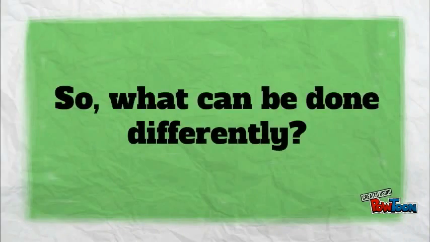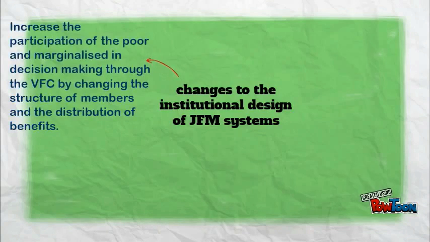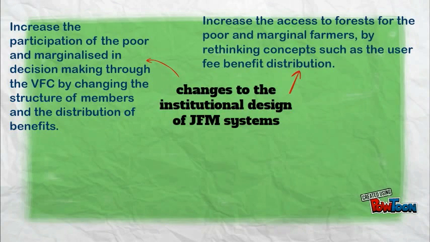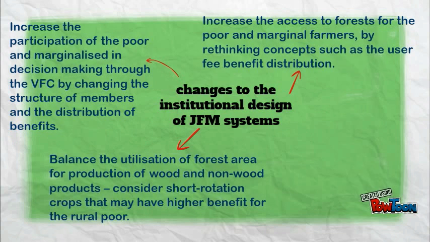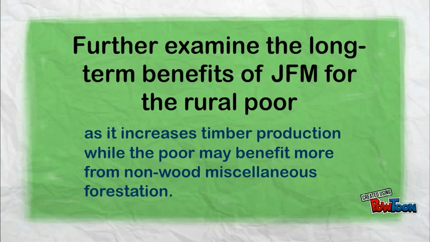So what can be done differently? Firstly, bring changes to the institutional design of JFM systems. Increase the participation of the poor and marginalized in decision making. Increase the access to forests for the poor and marginal farmers. Balance the utilization of forest area. Further examine the long-term benefits of JFM for the rural poor.